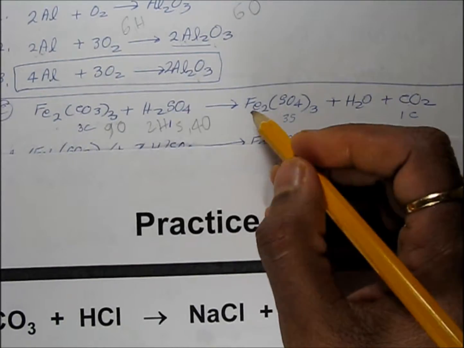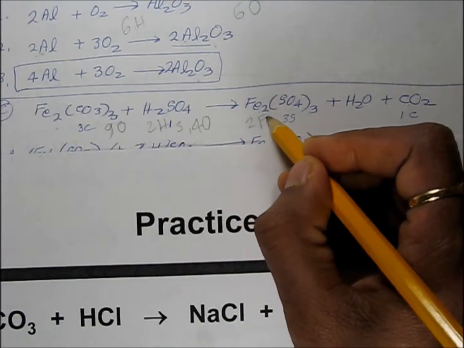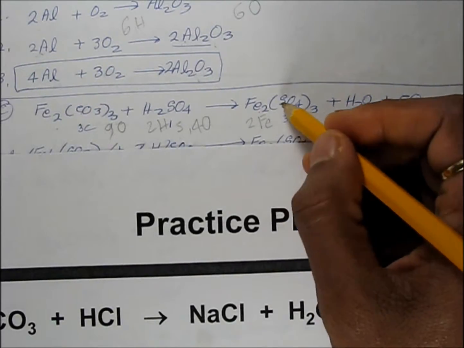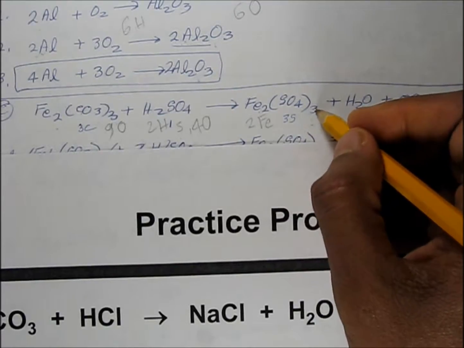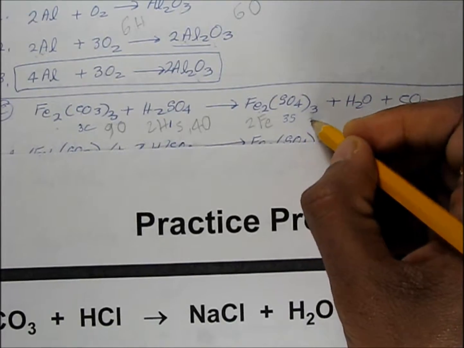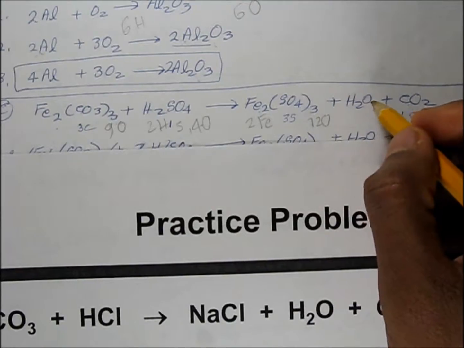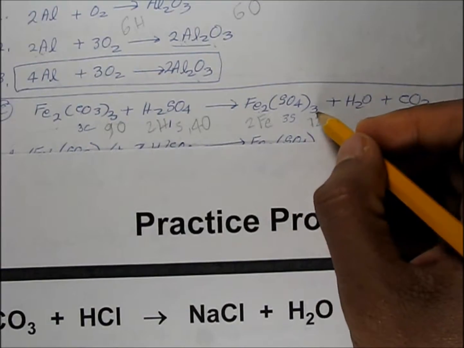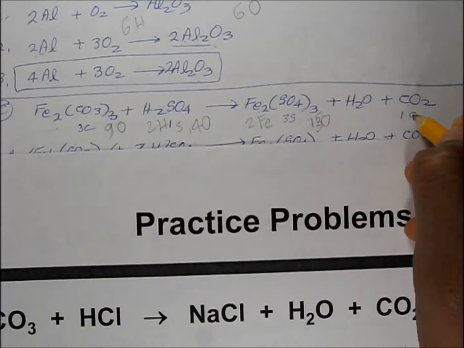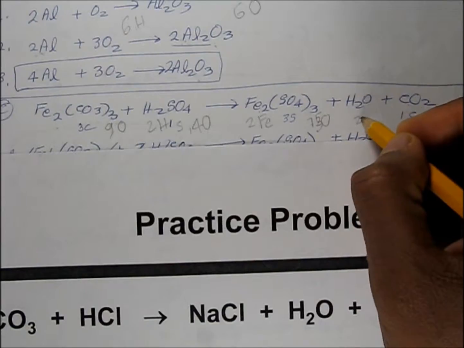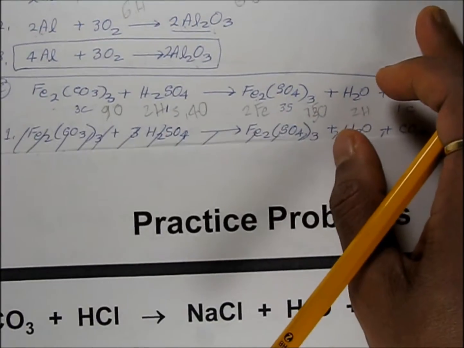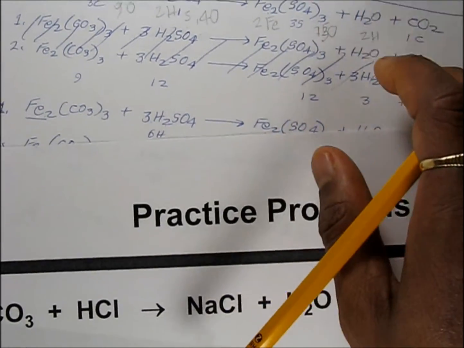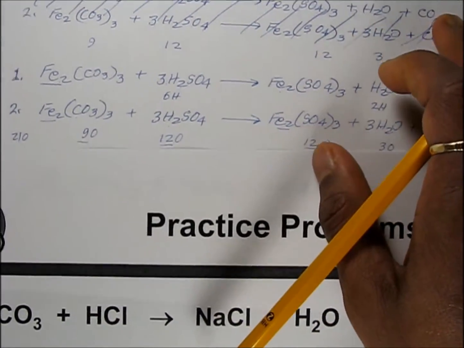On this side 2 irons, and then sulfate has a 3 outside the parentheses, so everything will be multiplied by 3. So 3 sulfur and oxygen will be 4 multiplied by 3, so 12 oxygen. And then 1 here, 13, 14, 15, total 15 oxygens are there. 1 carbon and hydrogens are 2. So now you can see, to balance this equation what to do.